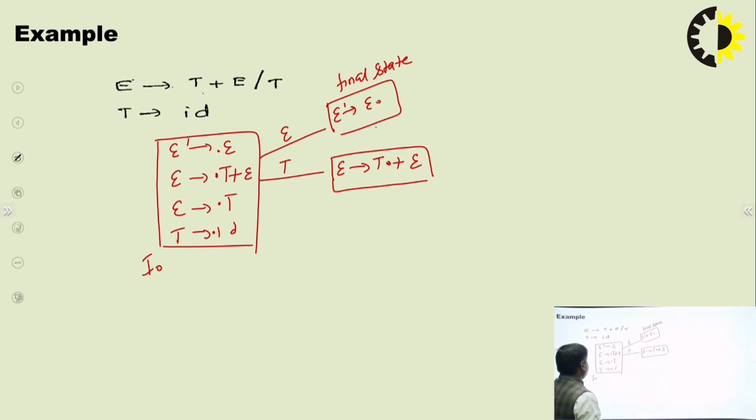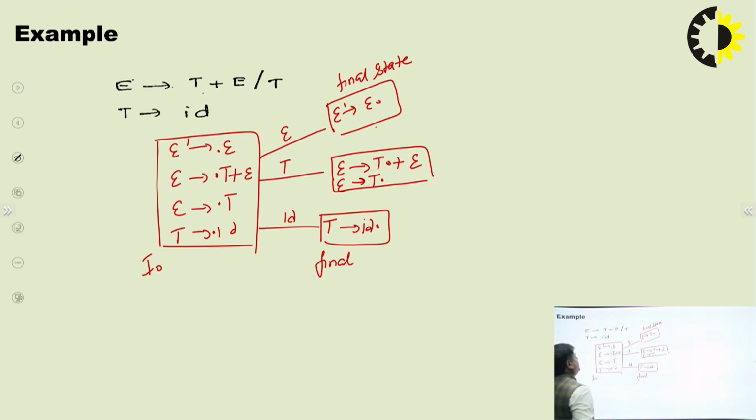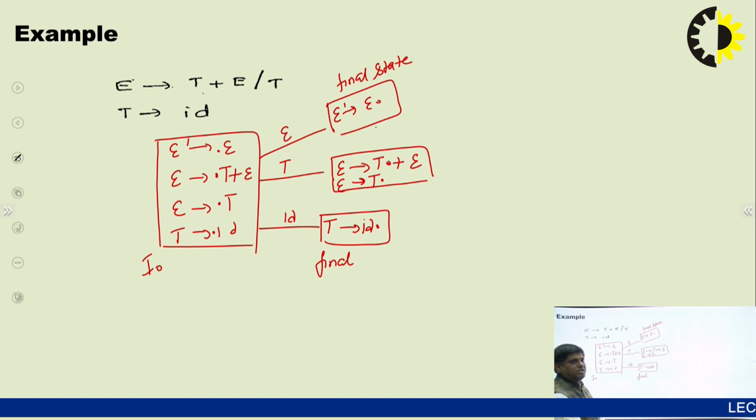Now here again, E tends to T dot. Because this has the same output, this production has been explained and needs no further expansion. Again here id and T tends to id dot. This is the final state. This state is complete. Now the remaining state has to be further expanded.